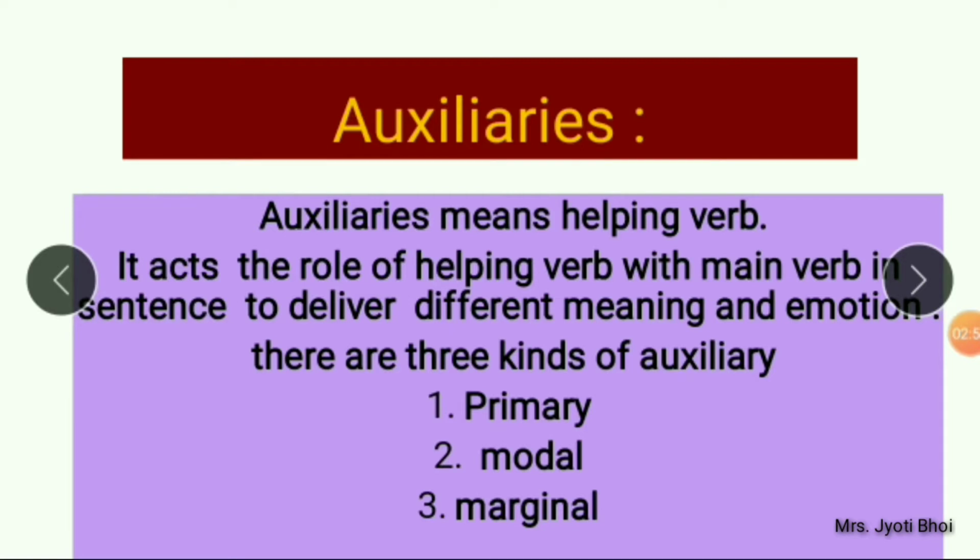Now see auxiliaries. What do we mean by auxiliaries? In this video we are going to see auxiliaries. Auxiliaries means helping verbs. They play the role of a helping verb with the main verb in a sentence to deliver different meanings and emotions. They work as helping verbs. I can do the work: can is a helping verb and do is a main verb. There are three kinds of auxiliaries: primary, modal and marginal.